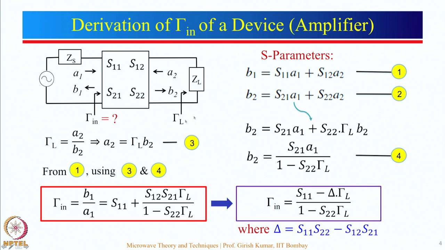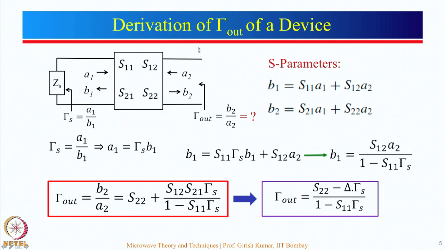Now, by using this same concept, we can find out gamma out of the device also. But before we look into that, I will just tell you intuitively what you should expect. If instead of in, it is out, this will be B2 divided by A2, S11 will become S22, S22 will become S11, S12 and S21 will swap each other. So, it will remain the same, and gamma L will become gamma S. So, let us see. This is a derivation of gamma out of the device.